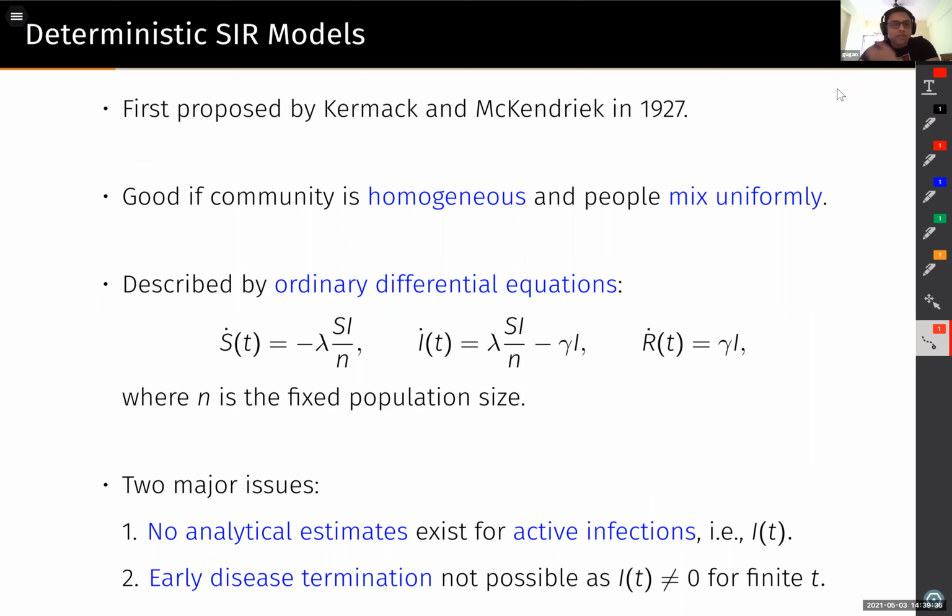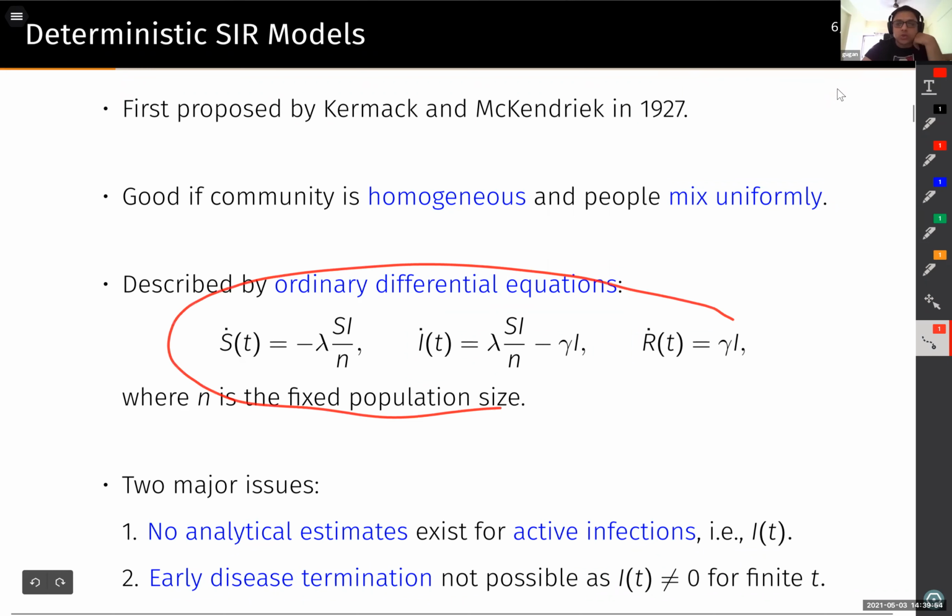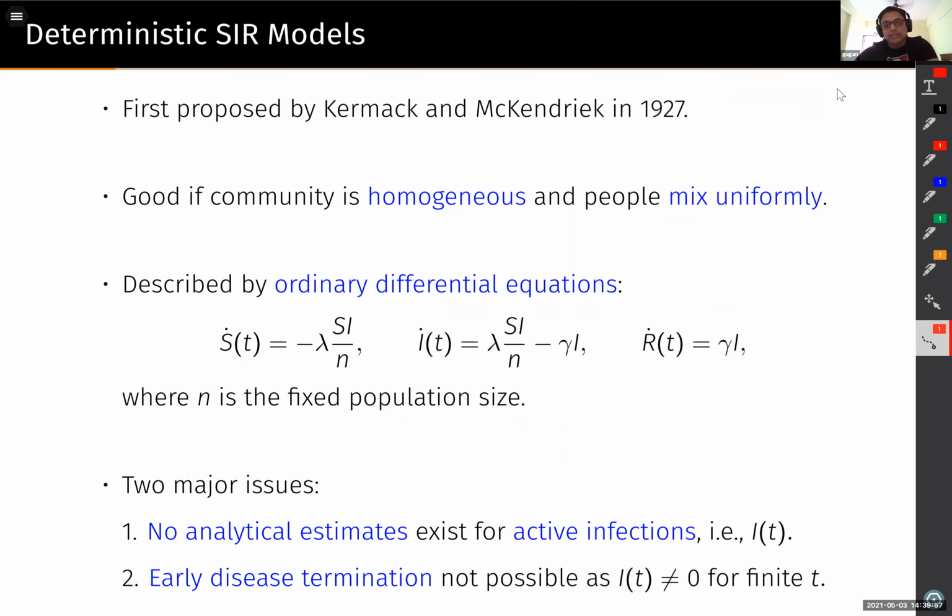All right. So if you scan through the literature on deterministic SIR models, this is what we found. When we began this work, we tried reading through a bunch of papers, and this is what we found. Notice that this SIR model was proposed almost a century back. And observe that these models, at least to define, look quite easy. They are simple models, but even after almost a century, there are no analytical estimates for active infections. In this model, I of t tells us the number of infections at time t, which is precisely the number of active infections, and there are no analytical estimates.